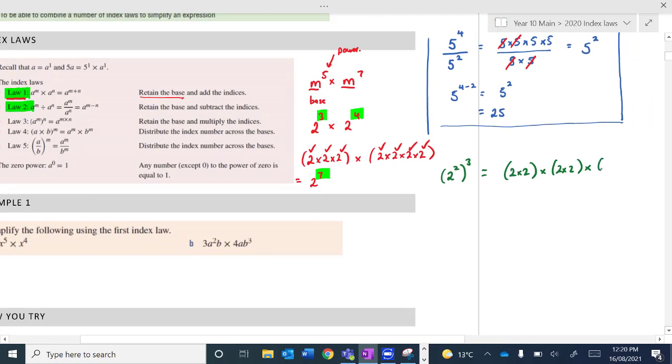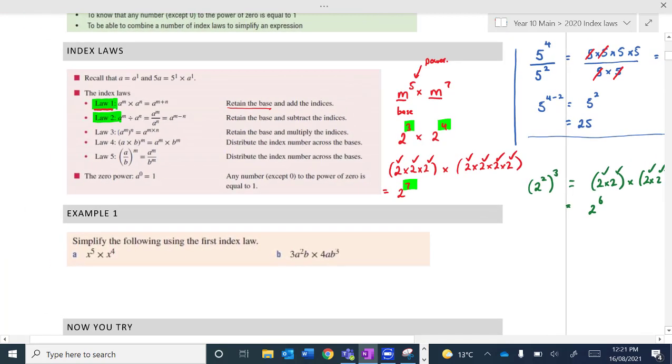The good thing about these is you can just write them out until you start to see the patterns. Clearly, you shouldn't have to do this to solve this problem, but let's have a look. How many 2's do we have? 1, 2, 3, 4, 5, 6. So if I've got an index in brackets, we are multiplying the powers. Let's have a look.